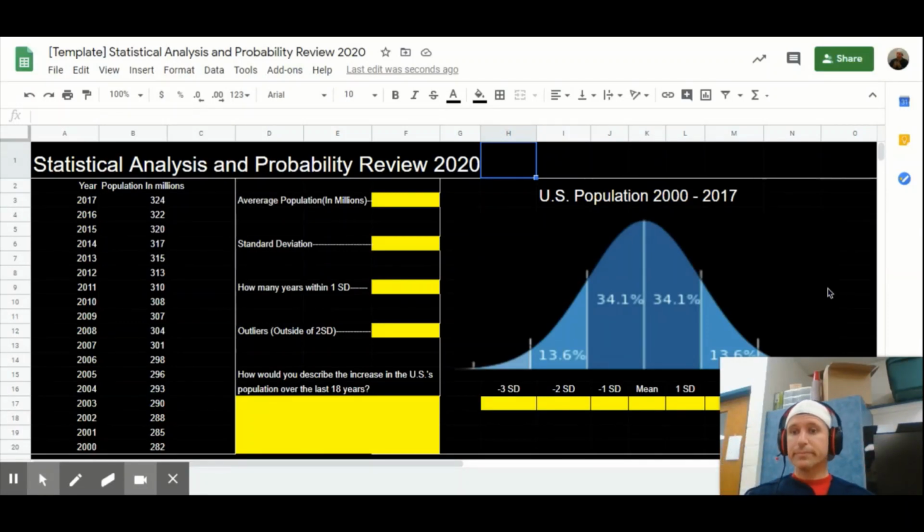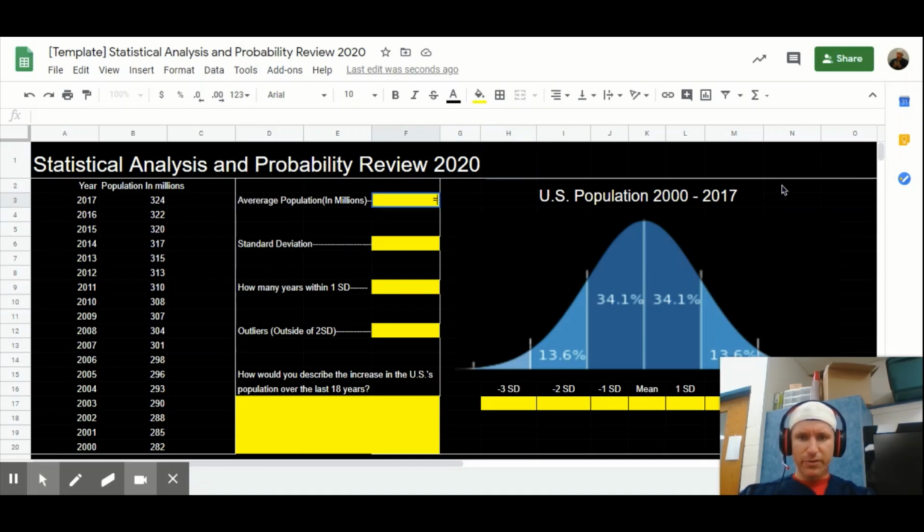Hey there. Let's do a little review of what we've learned the last couple weeks. Just statistical analysis and probability, which we didn't really get to the probability part. Kind of cut that one out for time constraints, but we'll talk a little bit about it probably tomorrow. All right, let's do a quick review.